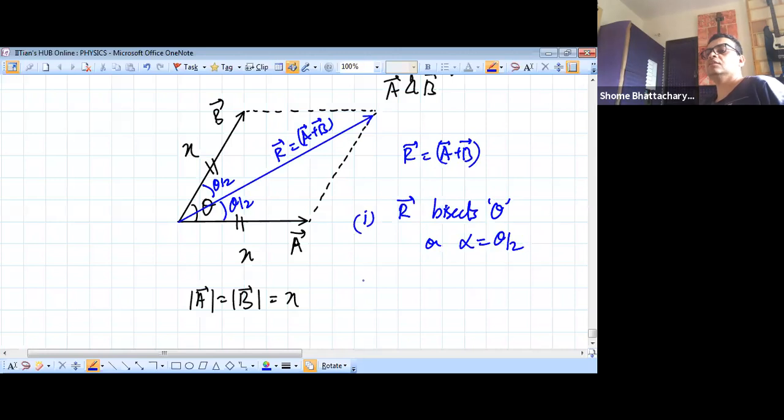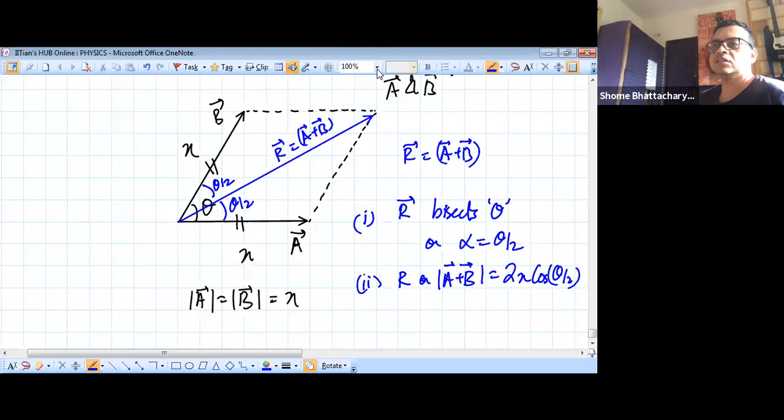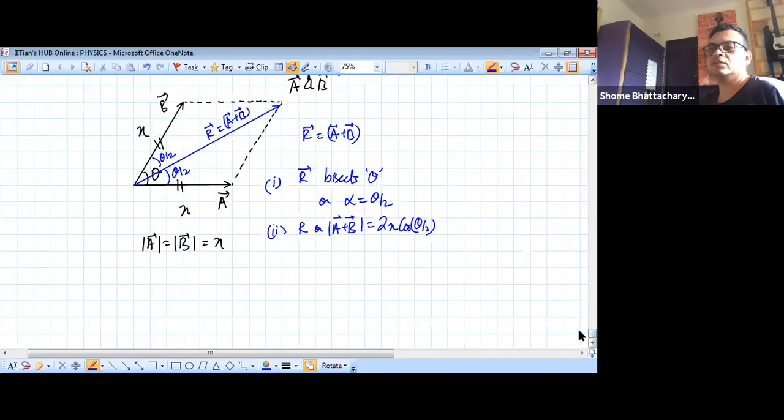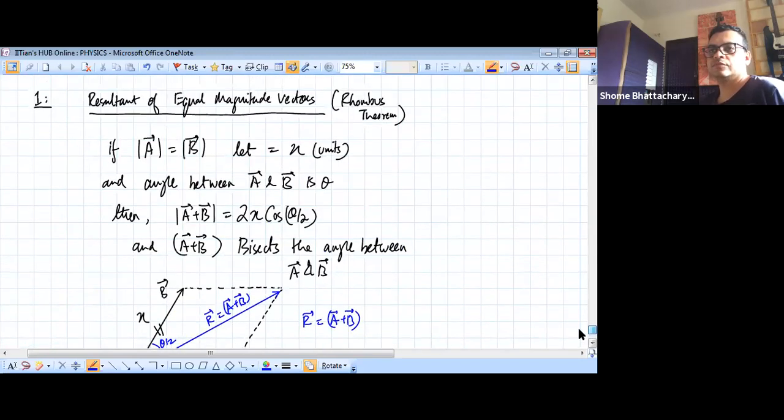And secondly, the magnitude of the resultant, or magnitude of A plus B, that should become 2x cos theta by 2. This is the statement of the theorem. Just write down the statement, then we will see very interesting ways of proving this also. But first of all, on its own, this is a very useful theorem.